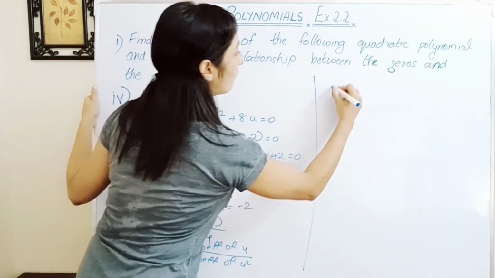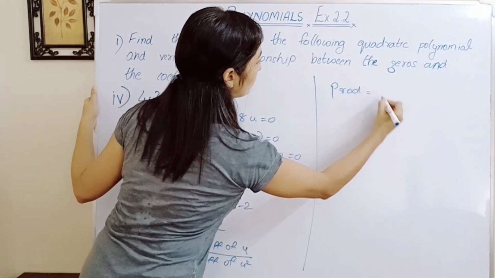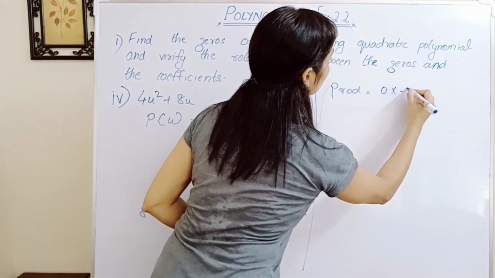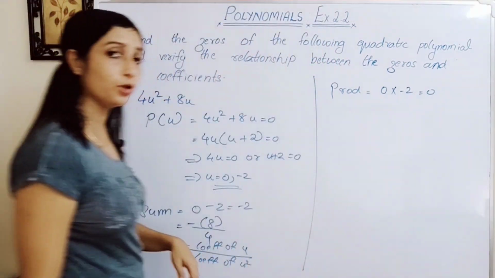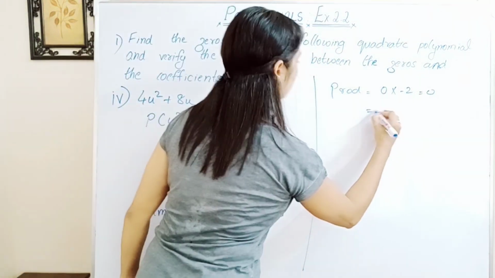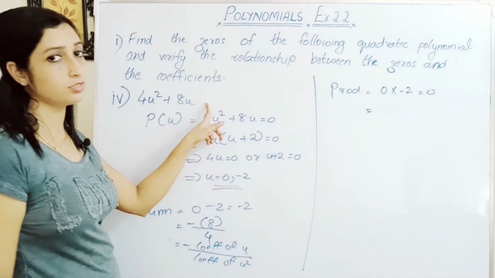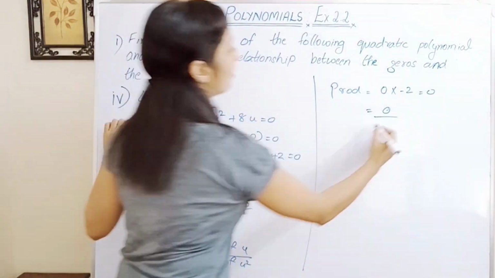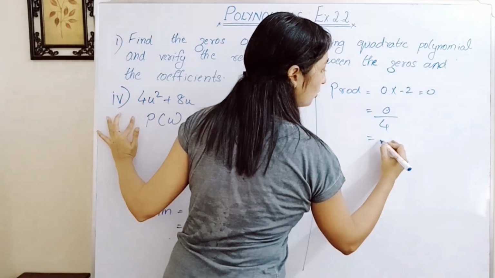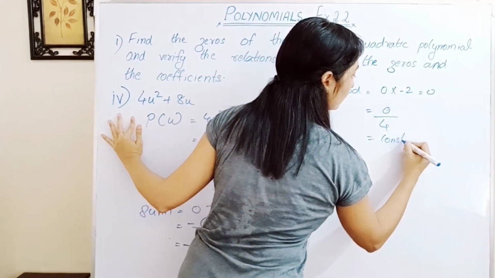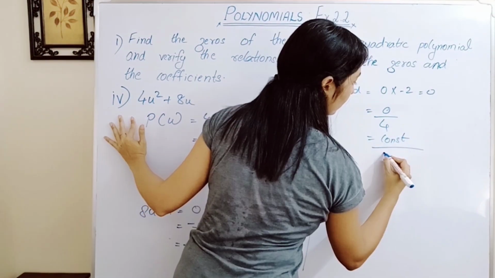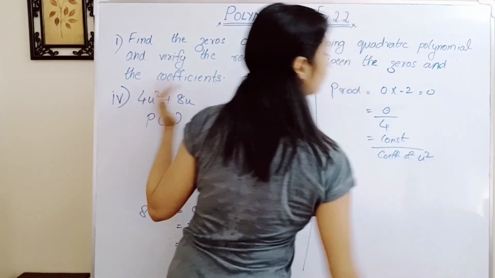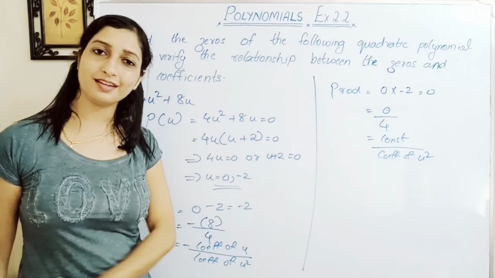So now let's find out the product. That is, product is equal to 0 into minus 2, which is equal to 0. What is the constant term here? It is 0. So it can be written as 0 by 4, which is equal to constant term by coefficient of u square. So this is our relation.